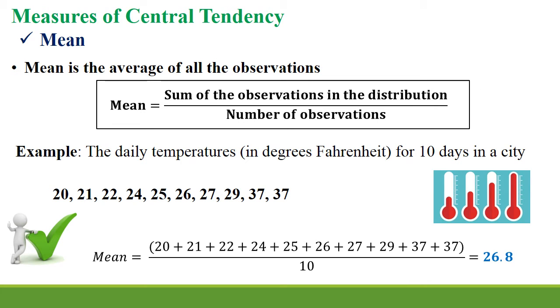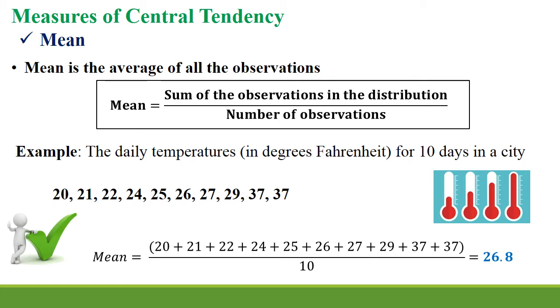Let's look at measures of central tendency. Under this, we are going to define mean first. What is mean? Mean is the average of all the observations. We can define mean with the mathematical formula as you can see here. We take the summation of all the observations in the distribution and divide it by the number of observations.